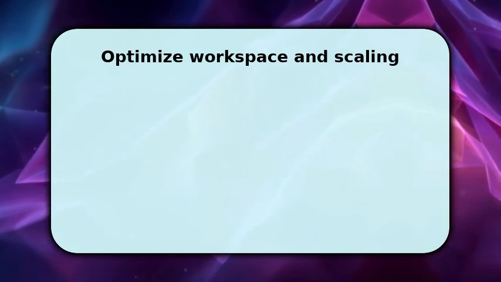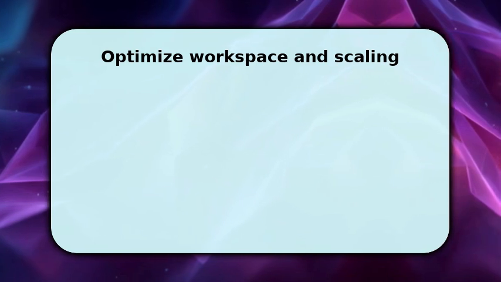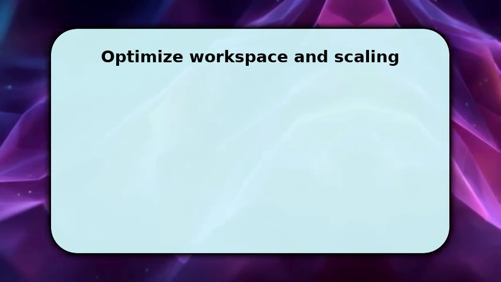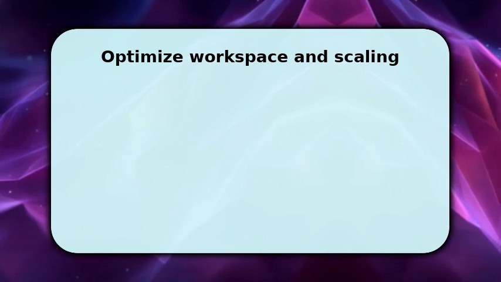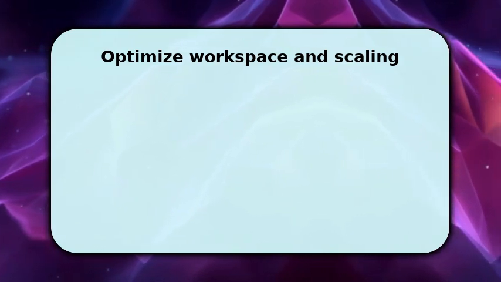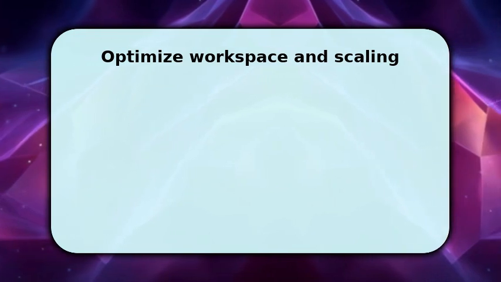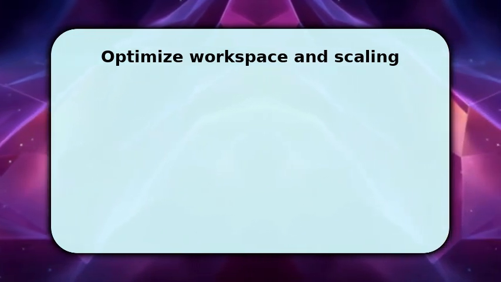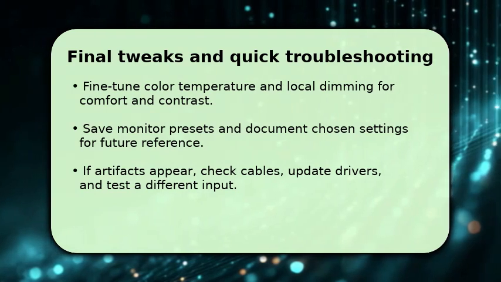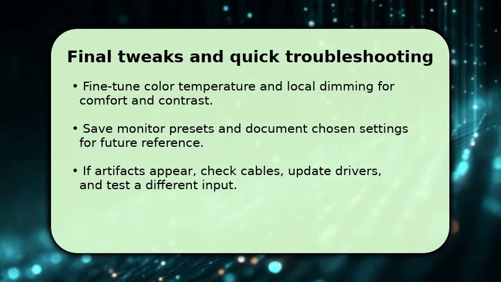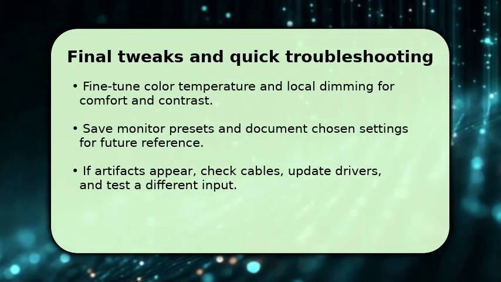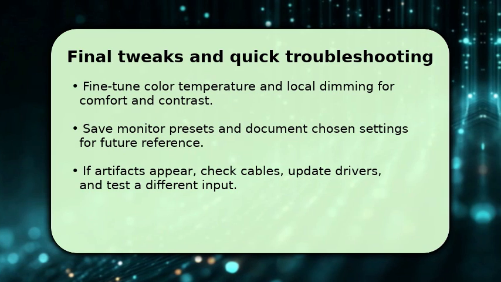Make sure GPU scaling and per-app DPI are configured for legacy programs, because inconsistent scaling causes blurry text. Once aligned, workflows finish by dialing in color temperature and contrast to reduce fatigue. For HDR or high-contrast content, enable local dimming if available. Save your preferred preset so you can return after updates or if someone else changes settings.